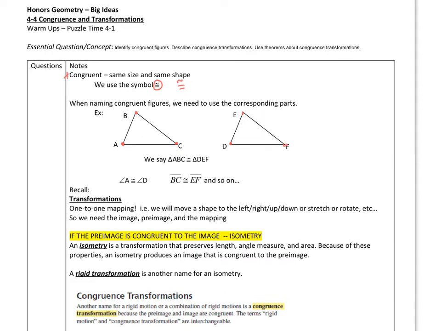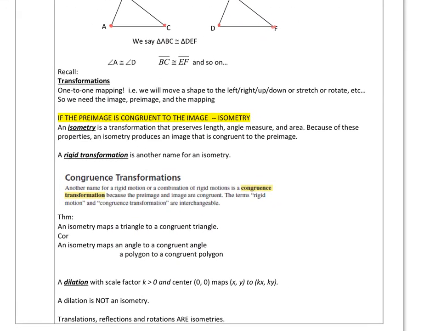Next, we have these transformations, and one-to-one will just mean that if I move it left, right, up or down, stretch or rotate, it will match exactly. So we need the image, the pre-image, and then the mapping. If the pre-image is congruent to the image, then we call this an isometry. An isometry is just the fancy word we use for congruence, which is another fancy word for rigid transformation. So all those mean the same.